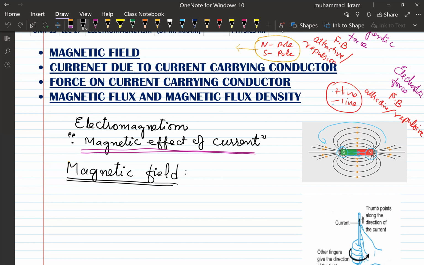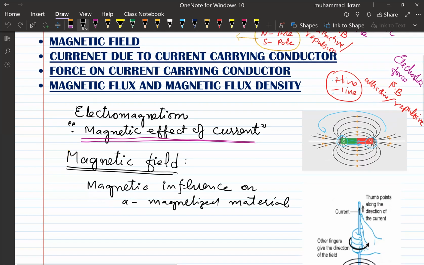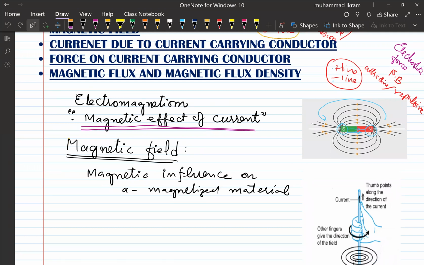But for your level, I would like to tell you that magnetic field is in fact the magnetic influence. It is the magnetic influence on a magnetized material, even if the materials are permanent magnets or if they are magnetic substances.